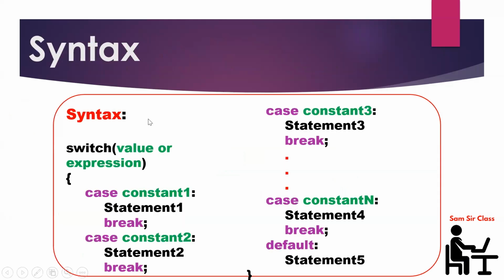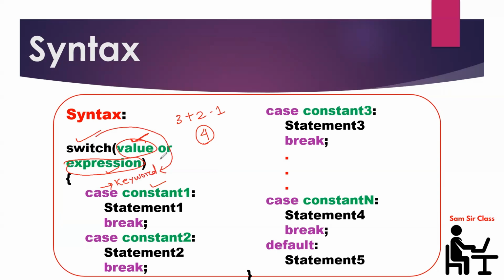In switch case, you have to use the keyword switch. Then inside the brackets, you have to provide either a value or an expression, like 3 plus 2 minus 1, which will become 4. So you can provide an expression or any single value. On the basis of this value, the corresponding case constant will be satisfied. So case is the keyword here.